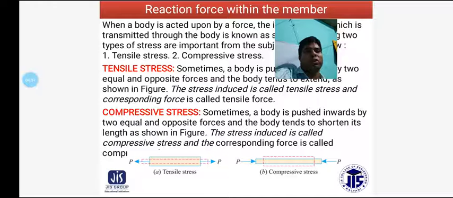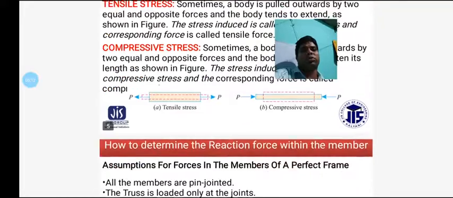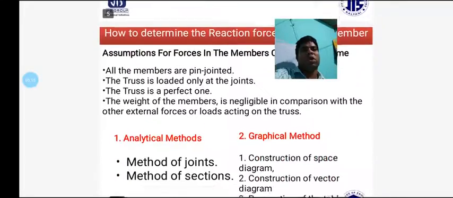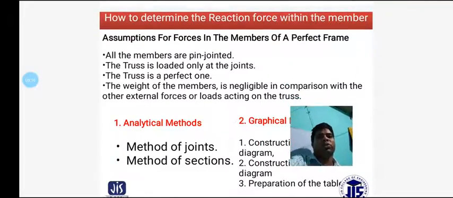Now on the opposite side, sometimes a body is pushed inward by two equal and opposite forces and the body tends to shorten its length as shown in the figure. So the stress induced is called compressive stress and the corresponding force is called the compressive force. So how to determine the reaction force within the member?